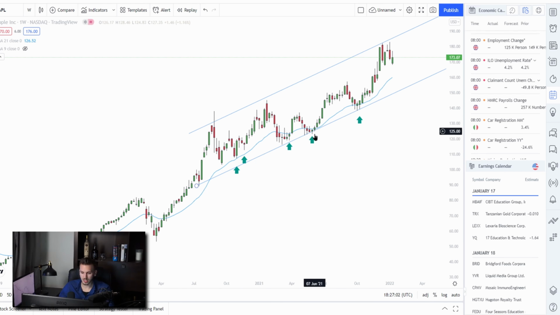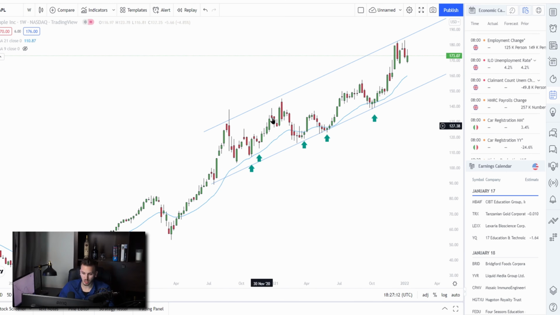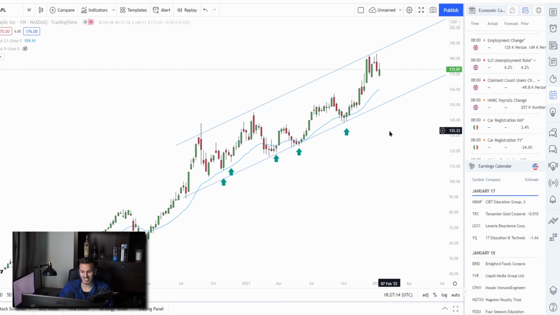I'm not overthinking this. Two-legged pullback at the key entry point is a high probability setup. New high, only a first entry, more aggressive one, but since two key entry points are holding in a strictly bullish structure, I can take this entry.